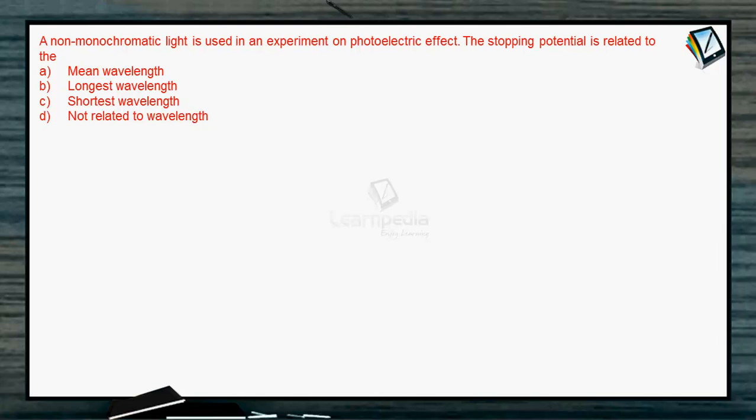A non-monochromatic light is used in an experiment on photoelectric effect. The stopping potential is related to the mean wavelength, longest wavelength, shortest wavelength, or not related to the wavelength.